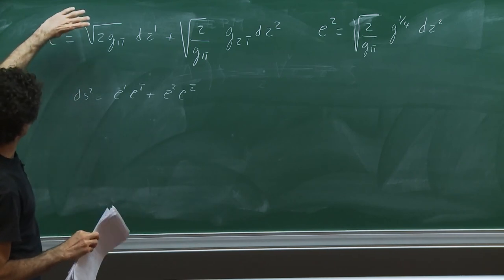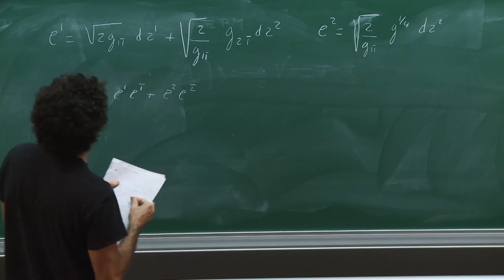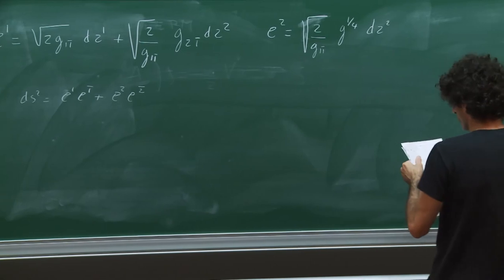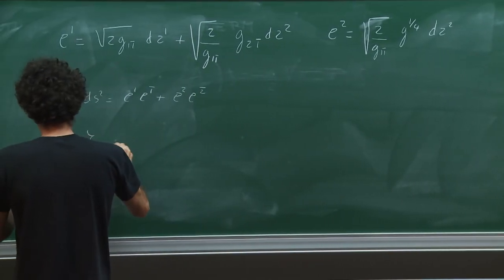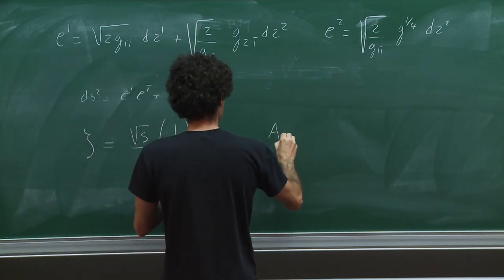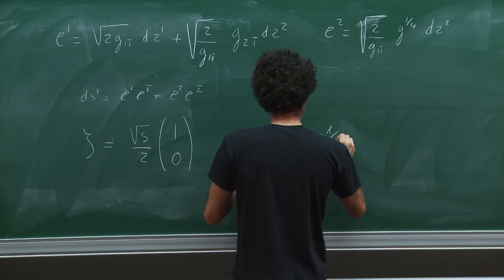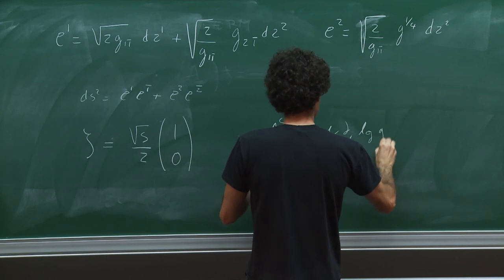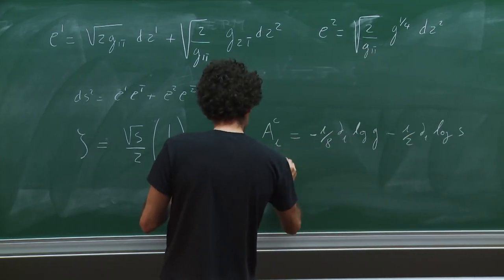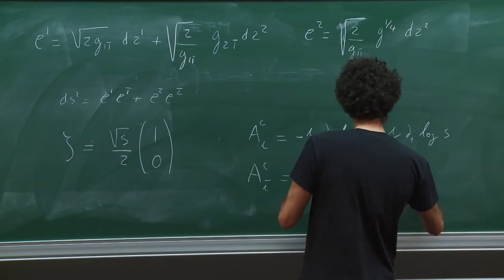And that's, I think, enough. Then you can just solve in this frame for the Killing spinor equation when written in terms of the Chern connection, which I think I just erased. And what you get is that the solution is z equals square root of S over 2 times (1, 0). And you can also get what the components of the U(1)_R connection are. A_i is minus i over 8 d_i of log g minus i over 2 d_i of log S. And A_i bar is i over 8 d_i bar log g minus i over 2 d_i bar log S.